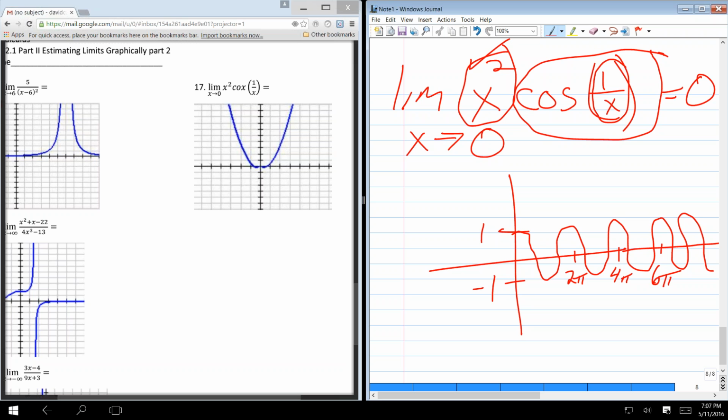But the limit of just this part here doesn't really exist. I mean, you can't put a number on it. And in fact, they would say it does not exist, because it doesn't, nor does the sine of x.